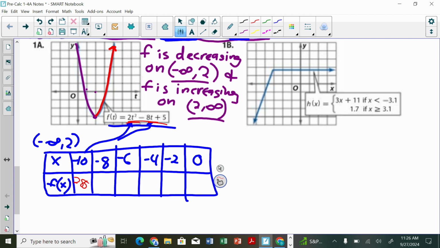Negative 8 would give you 197. Negative 6 gives you 125. Negative 4 gives you 60. Say it's 65. I can't read my own writing, something like that. Just put a question mark there if you get something different. Negative 2 in there gets us 29, I think. And 0 gives us 5.